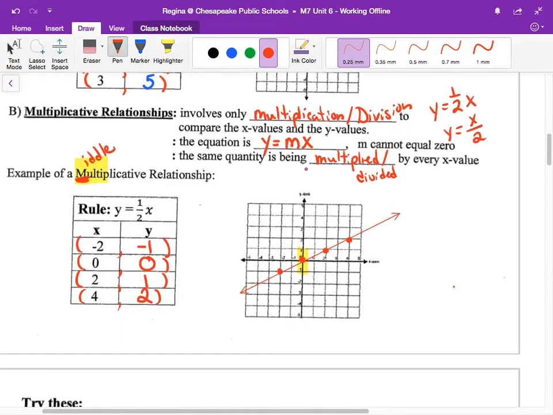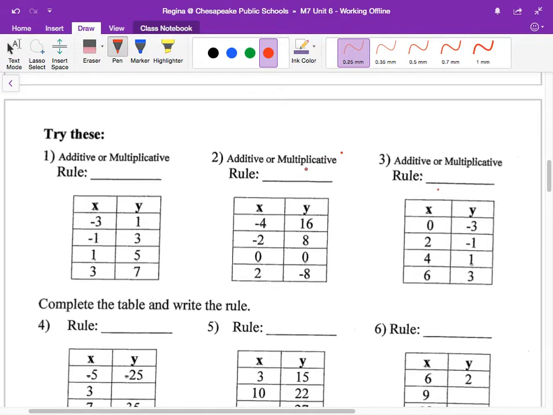All right, let's try them. Let's just jump in here. We got to decide, is it an additive relationship or is it multiplicative? And in order to tell, we have to find the rule. We have to write the rule. All right, and remember the rule is going to be in this format. y equals mx, and we're going to figure out what the number is for m, or it's going to be y equals x plus b. This is additive, this is multiplicative, and we have to figure out what are we adding to everything.